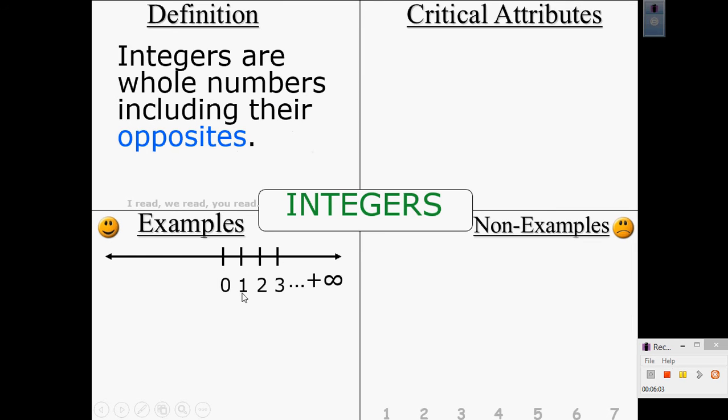They're opposites. So what are the opposites of 1? Negative 1, negative 2, negative 3, and so on, all the way to negative infinity. Therefore, all of these are integers. Once again, counting numbers, including 0, they're whole numbers, but including their opposites, all of them are called integers. Pretty clear? Copy that, please, in your example box.